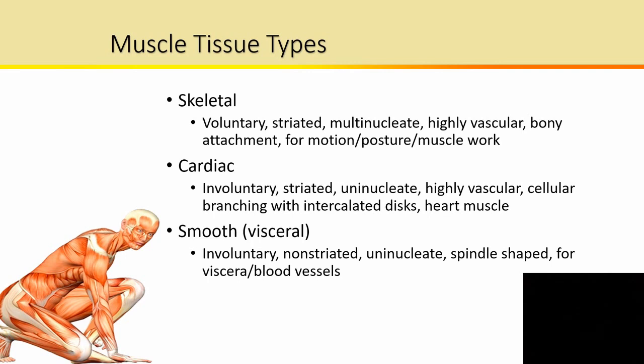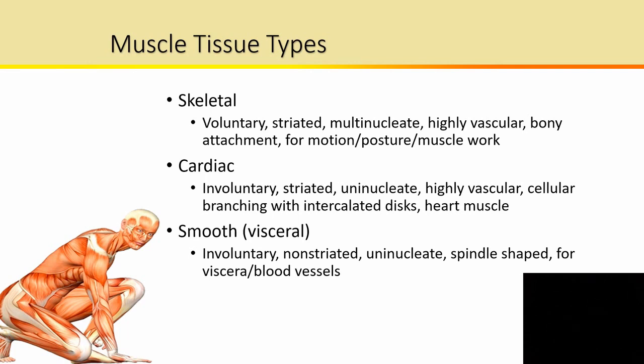Skeletal muscle connects one bone to another bone, and it connects to the bone by what we call tendons. We'll talk about that later on. Basically, when the muscle contracts, it allows the angle between two adjacent bones to change. So we know skeletal muscle is used for motion, for posture, as well as for performing various types of work.